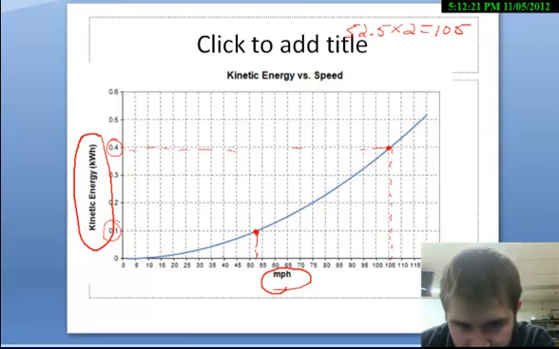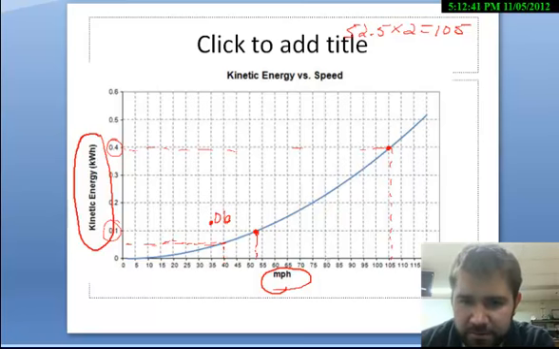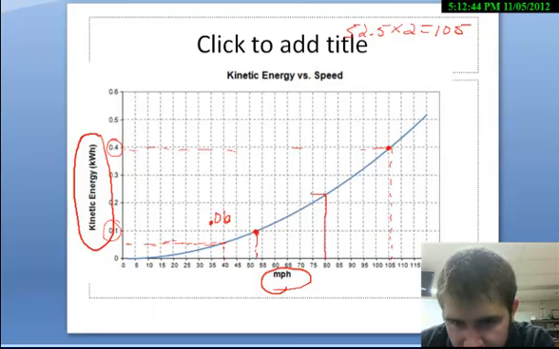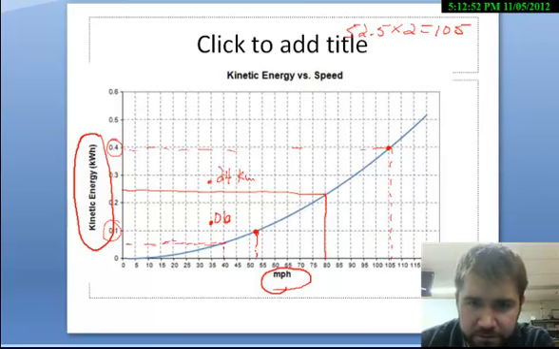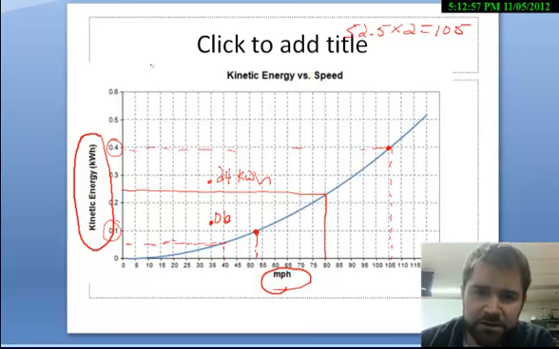Let's look at one more example. If you look at 40 miles per hour right here, I'm looking at this and that's pretty close to maybe 0.06 kilowatt hours as far as kinetic energy goes. What if we double our speed to 80 miles per hour? That's about maybe 0.24 kilowatt hours. 0.06 times 4 is 0.24. So again, it quadrupled. So actually, kinetic energy goes up as a square of the speed.